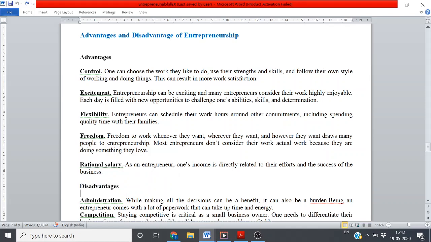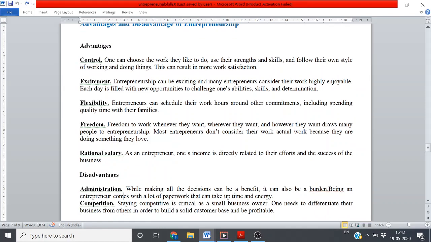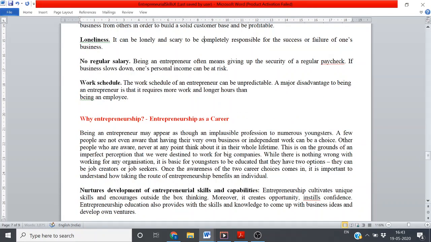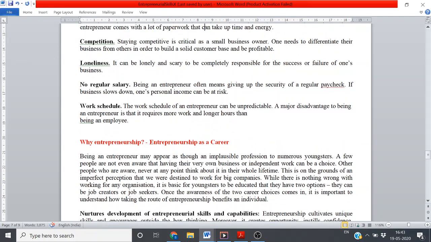Coming to the disadvantages, the first one is administration. Administration means they have to do everything by themselves, whether it is paperwork or managing people. Next is competition. Competition means many persons may have the same business, so competition may be high. Loneliness, they can be lonely. They have to handle all the things and all the struggles by themselves. If there is failure, they are responsible for it.